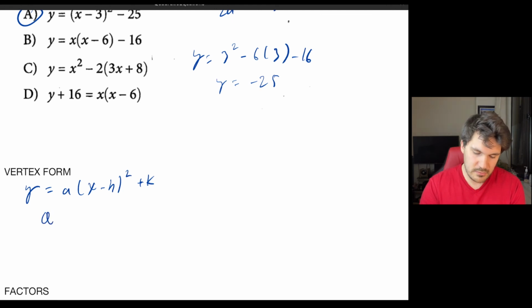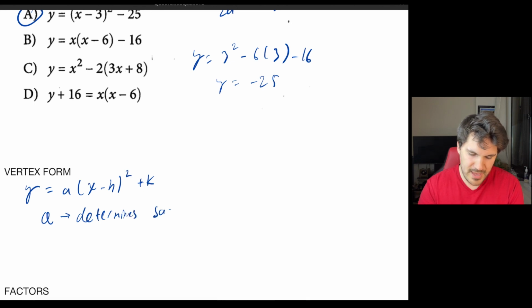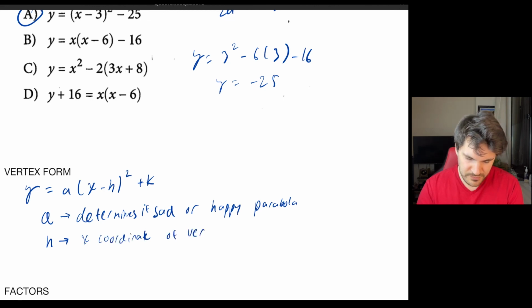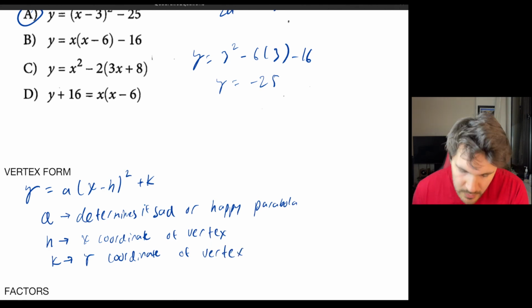So A determines if it's a sad or happy parabola. H is the x-coordinate of the vertex. And K is the y-coordinate of the vertex. Cool.